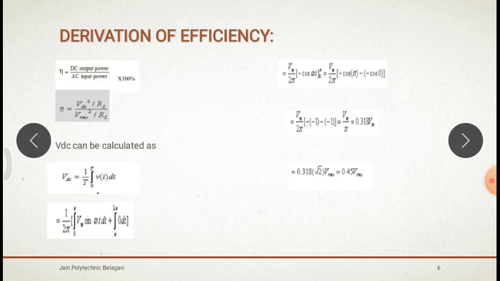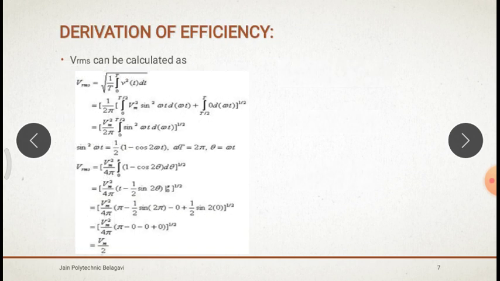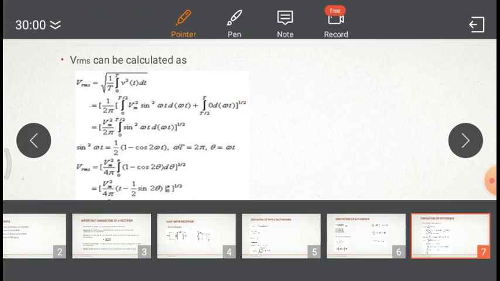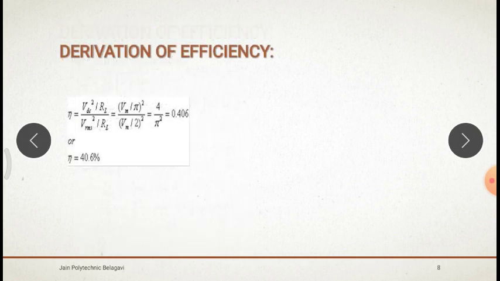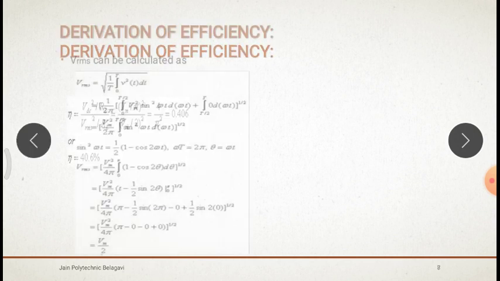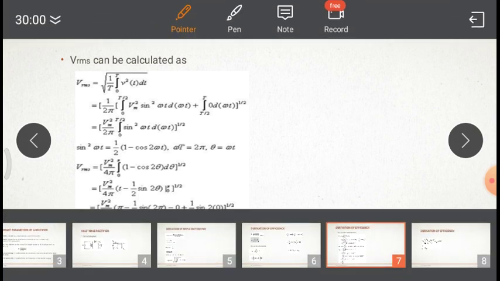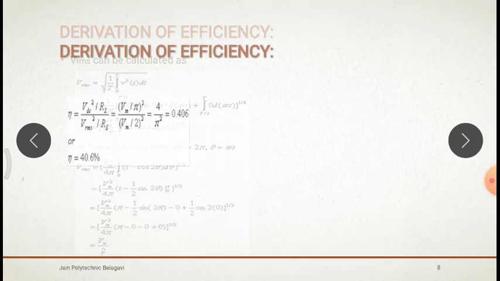Now we will calculate the below one, V_RMS. How are we calculating V_RMS? Again the formula: square root of 1 by T integral 0 to pi of v square of t dt. 1 by T, again the time period 2 pi, 0 to pi of Vm square sin square omega t d omega t. If you do all those simplifications, you will be getting Vm by 2 as V_RMS. See here, the last value is Vm by 2.